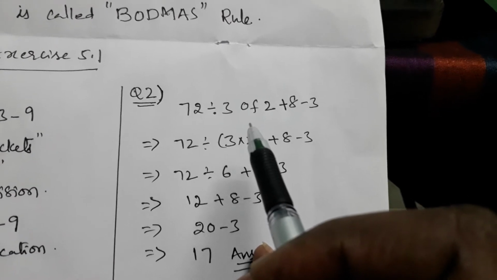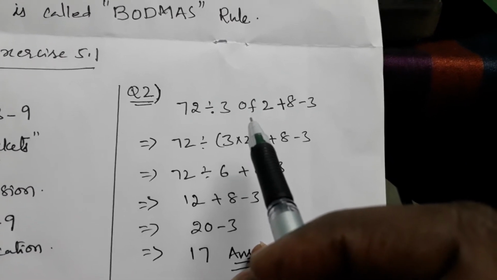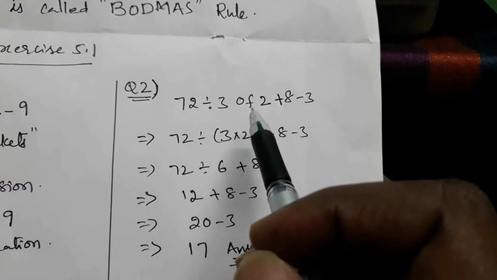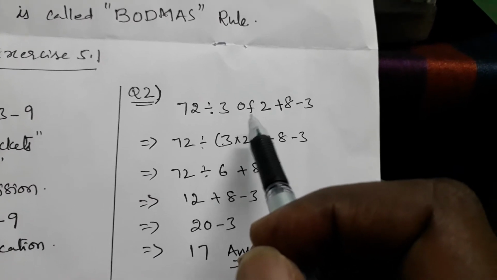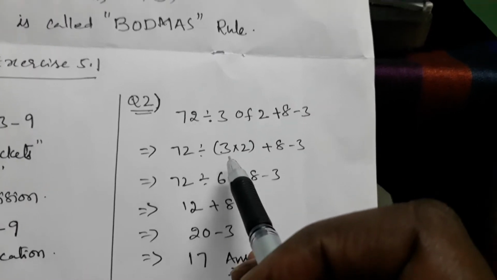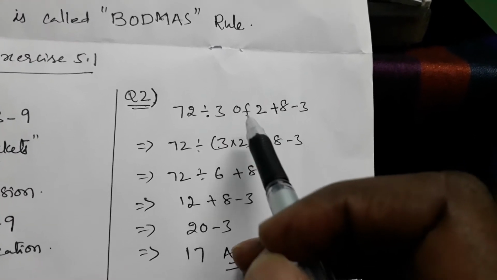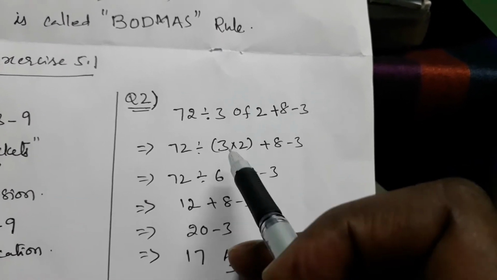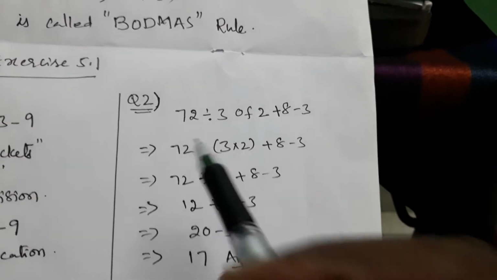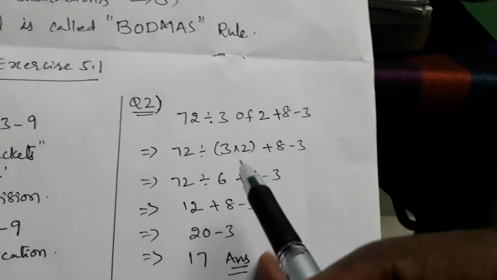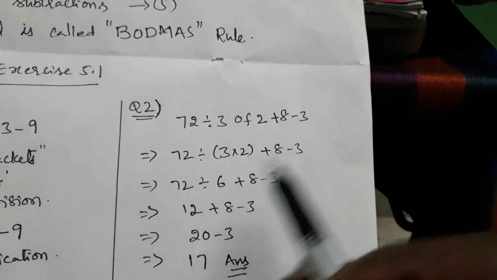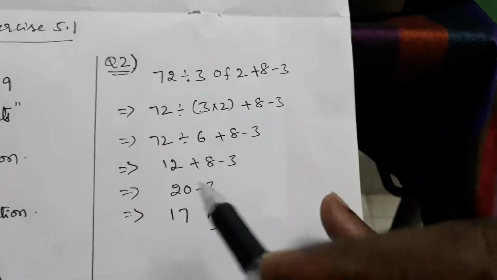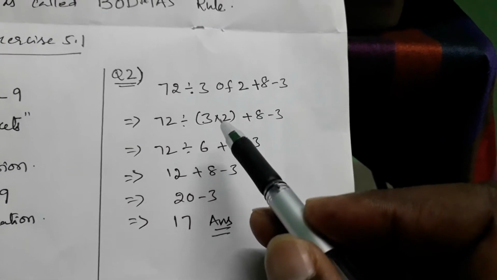In the BODMAS rule, B for brackets, no brackets. Next O for "of". Yes, here it is given. Solve this. "Of", I already told you, is nothing but into. So here, separately, I have written 3 of 2 as 3 into 2. How to solve this first? So 3 twos are 6. Remaining all write as it is. Don't change any number. Whatever is given, write as it is except what you are solving.